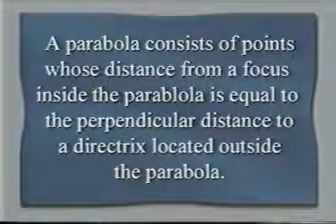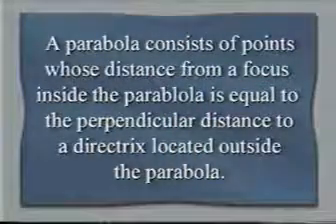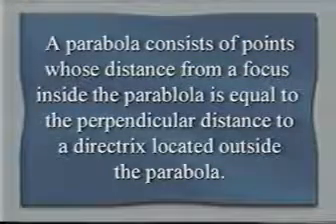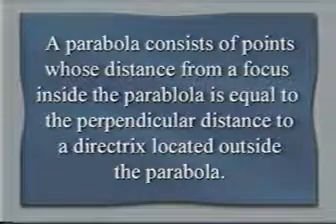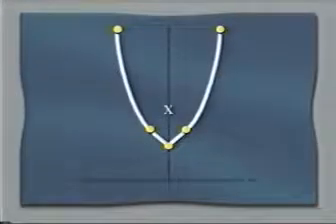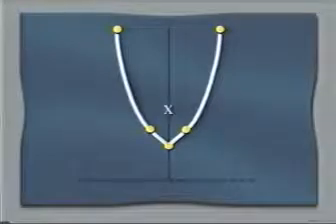Next, we will examine the parabola. We've already seen the parabola in our discussion of the quadratic polynomial function. A parabola consists of points whose distance from a focus located inside the parabola is equal to the perpendicular distance to a directrix located outside the parabola. And in the graphic, you can see the focus marked with an X. You can see points on the parabola, and you can see the directrix. Any point on that parabola has an equal distance from the X, from the focus, and a perpendicular distance to the directrix.